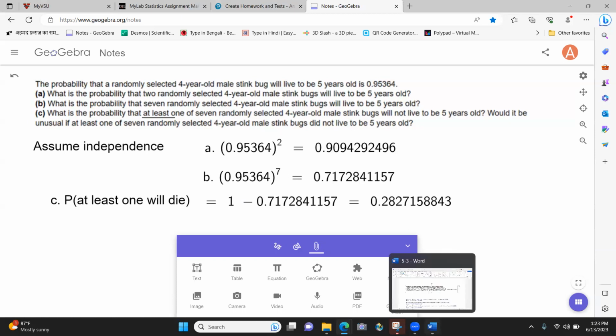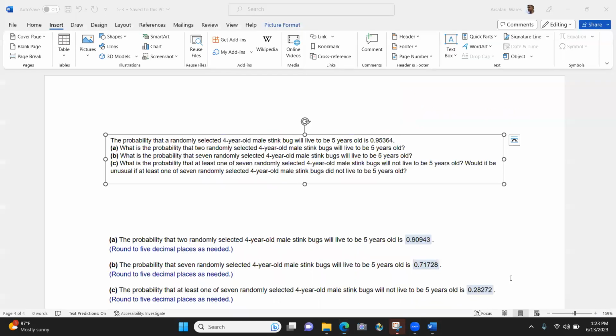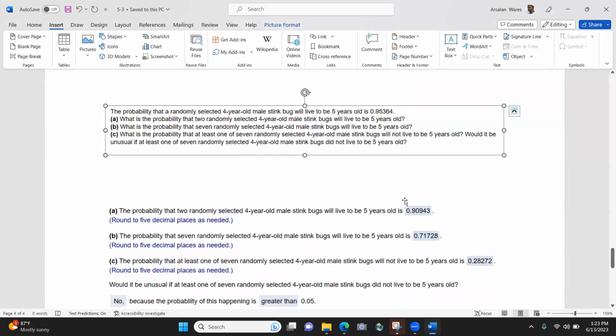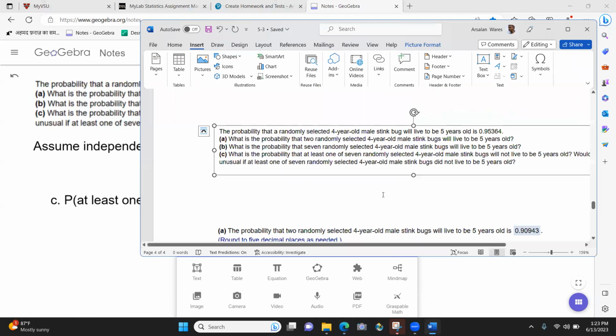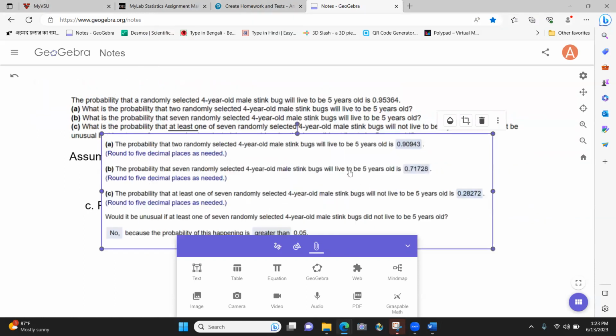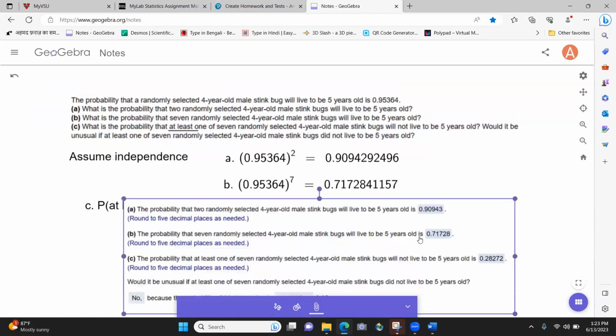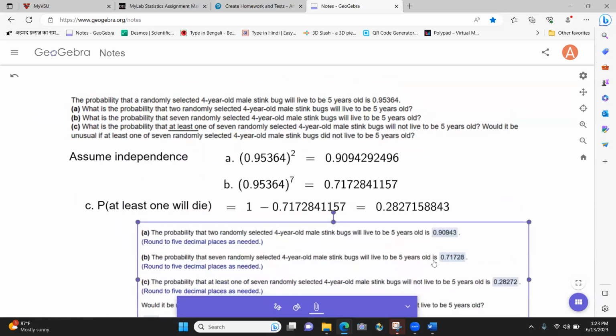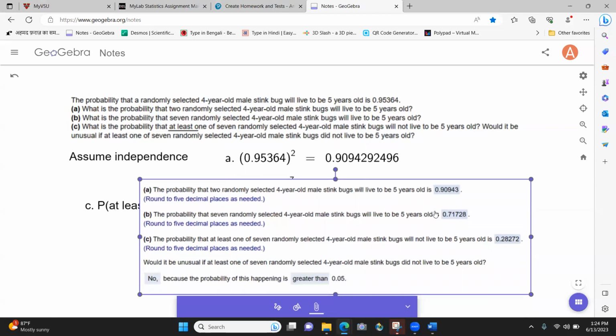Now I do have the answers. Let me check if I got them right. Let me check my answer here for my own sanity. I do make mistakes, unfortunately. I got 0.9, I got 0.7, I got 0.28. So I'm happy. And it's not unusual because in order for it to be unusual, it has to be less than 0.05.